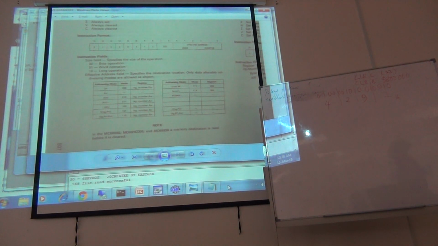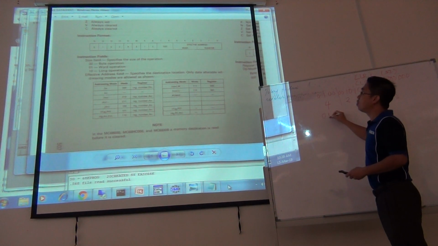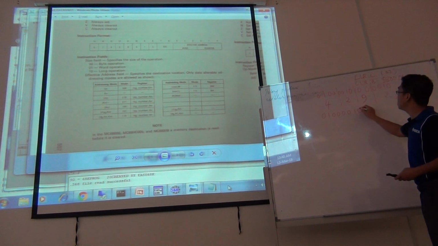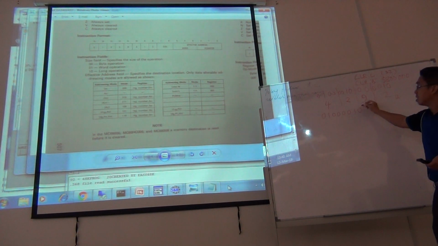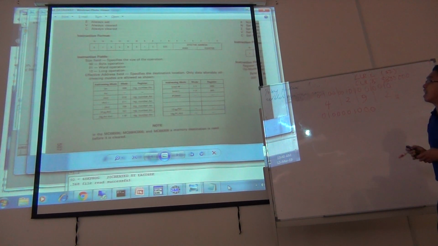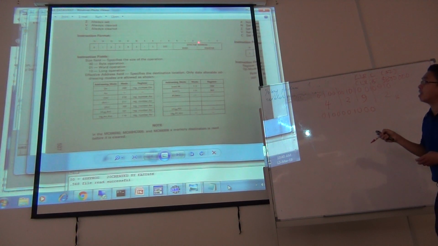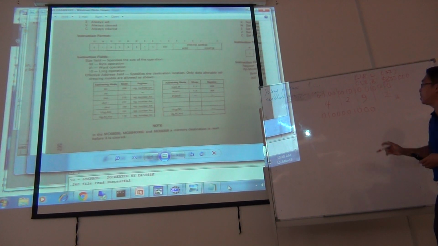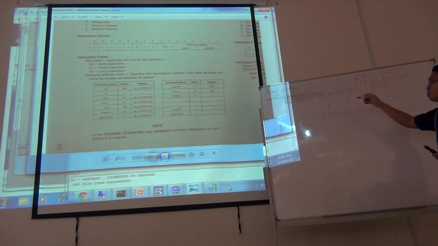So put down first again this one: 0 1 0 1 0 0 0 0 1 0. Size is byte. Byte is 0 0, and the addressing mode for the register. Mode and register, which one is it to pick? Pick this one. You have to use this one for the absolute short pattern, which is this one. It's absolute long, sorry. Absolute long. So the mode will be 1 1 1. Register is fixed over there: 0 0 1.